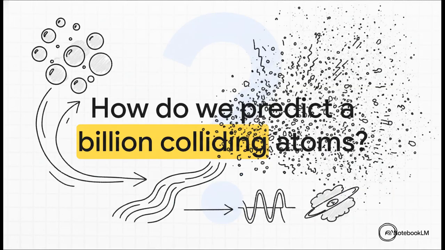But to really get started, we gotta ask a pretty profound question. How do we actually predict the behavior of a billion colliding atoms? You know, if we just look at the macroscopic world around us, the air we're breathing right now, the water we drink, it all seems incredibly stable and perfectly predictable. But let's zoom in. Down at the microscopic level, matter is really just a frantic, chaotic swarm of particles smashing into each other billions of times a second. So how on earth do we actually make sense of all that?